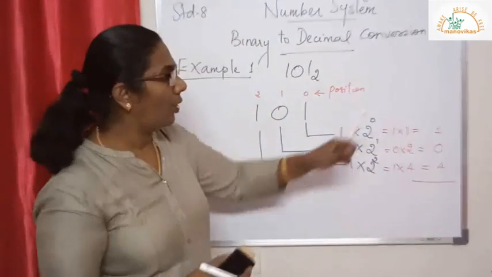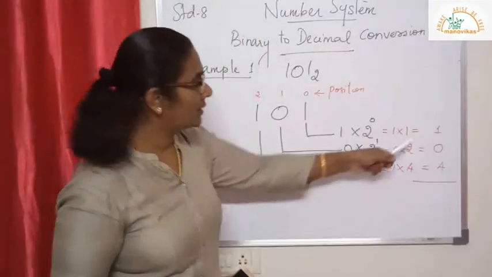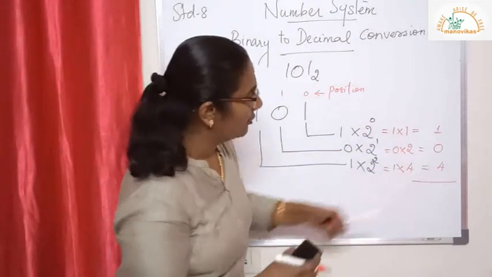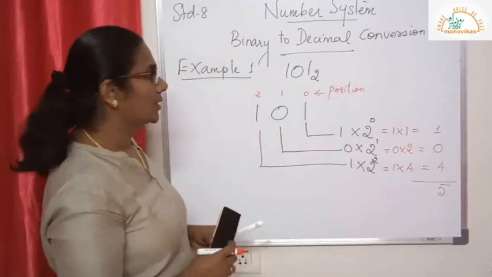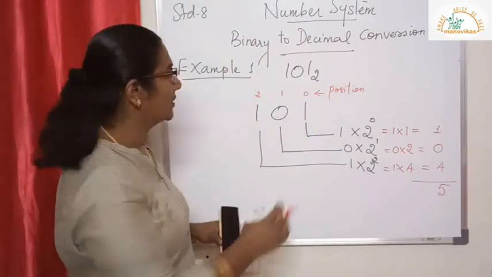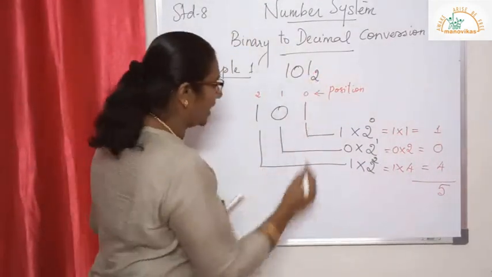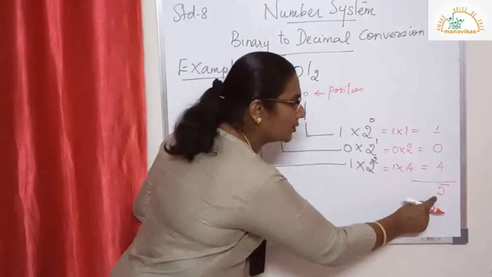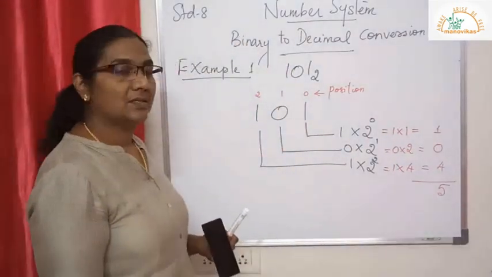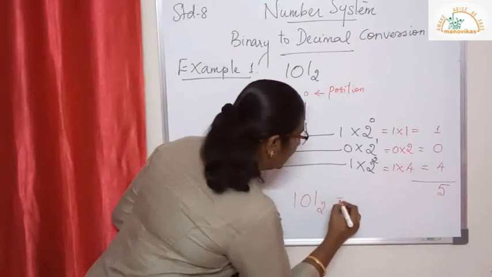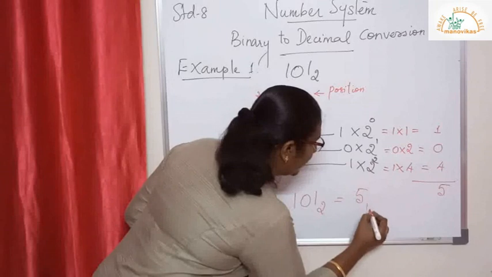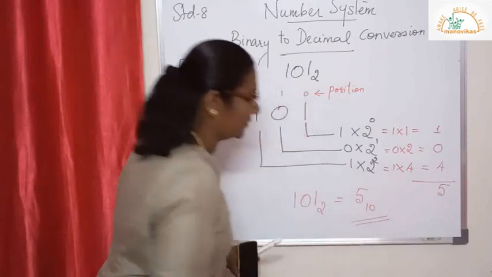Finally, add all these numbers. That is 1 plus 0 plus 4, which is equal to 5. So your answer is 101 to the base 2 is equal to 5 to the base 10. This is your answer.